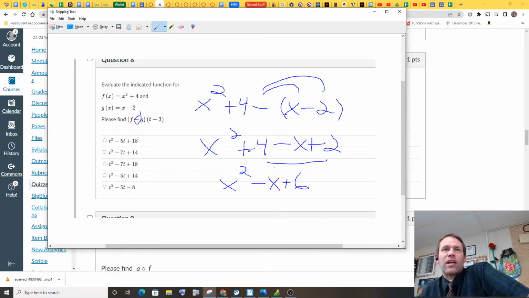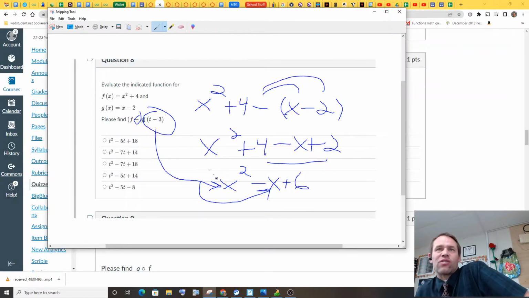Okay, now here's the weird tricky part. They want you to take t minus 3 and plug it in there for x. So you're going to end up with t minus 3 times t minus 3 minus parentheses t minus 3 plus 6. And then combine like terms and get one of these answers. Woo!